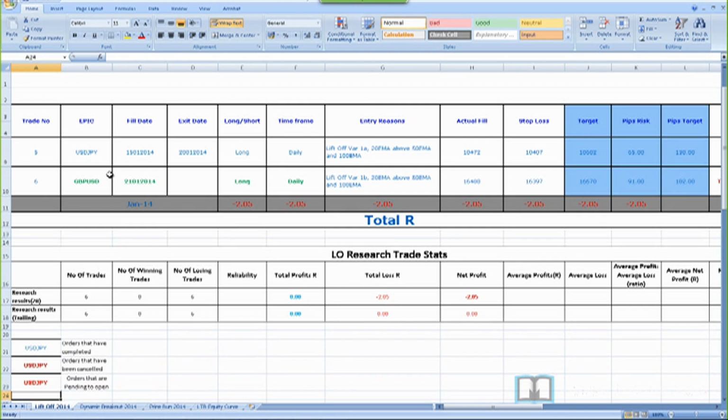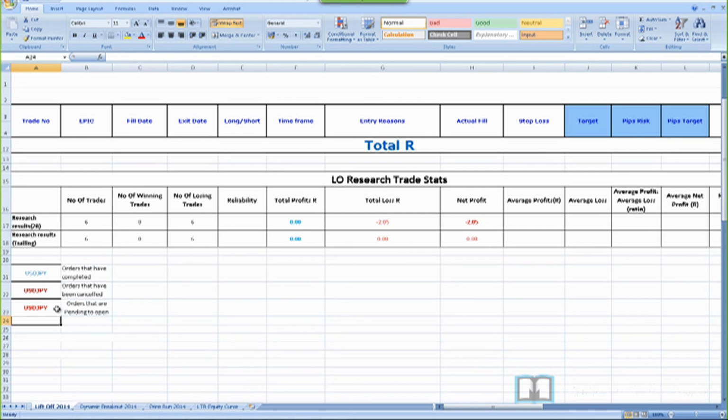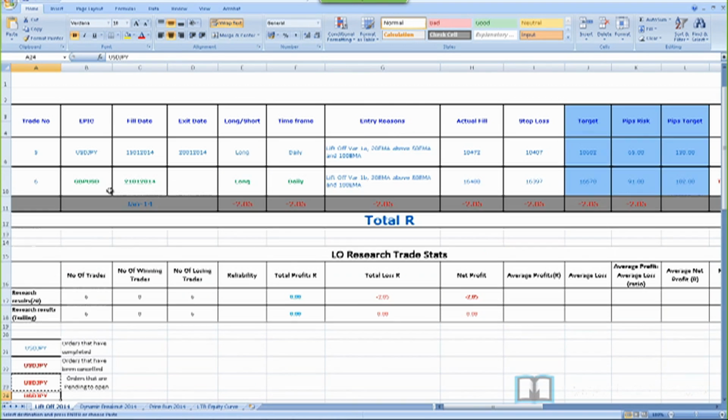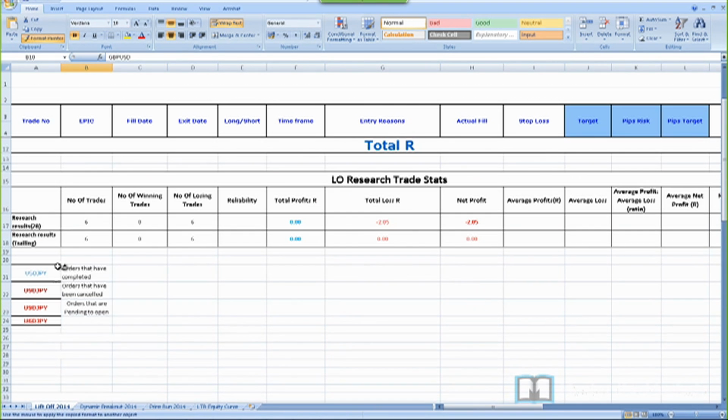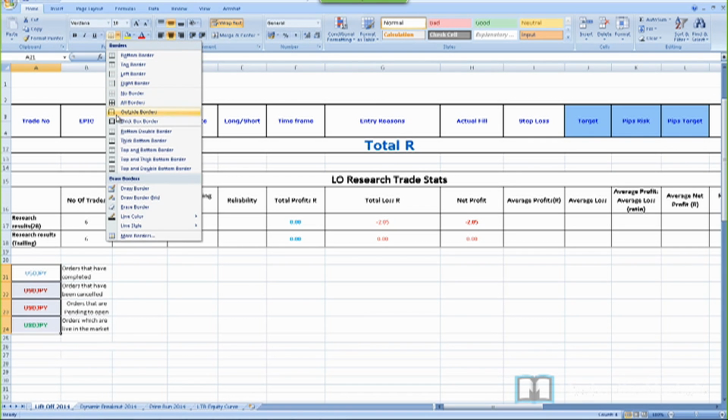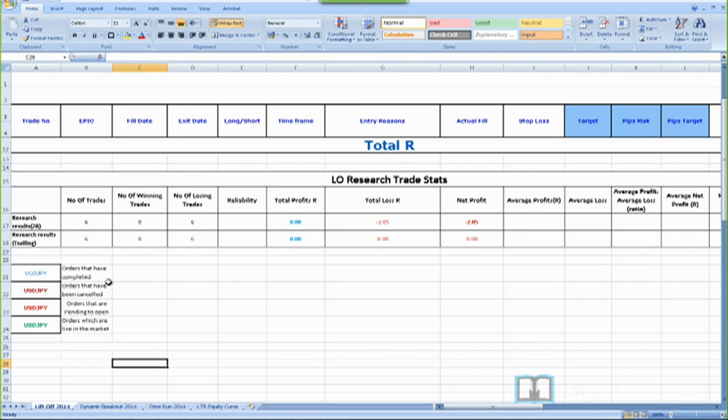And orders that are in green, which are going to look like this, are orders which are live in the market. So that's basically the breakdown for the different types of color you're going to see on the trade journal, and those are basically telling you those things. So I hope that makes sense.